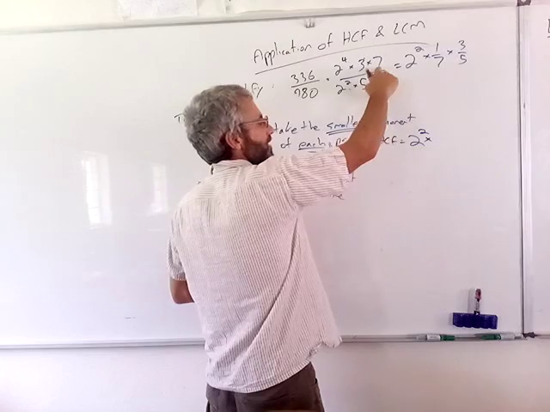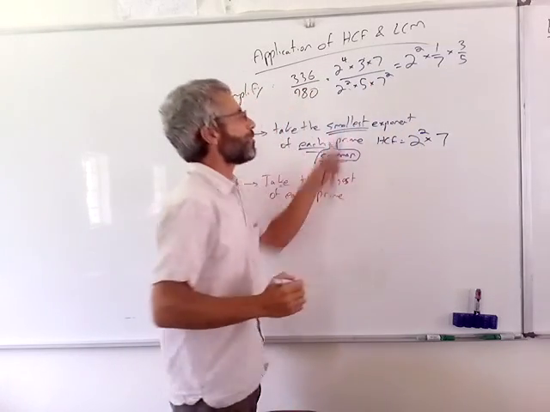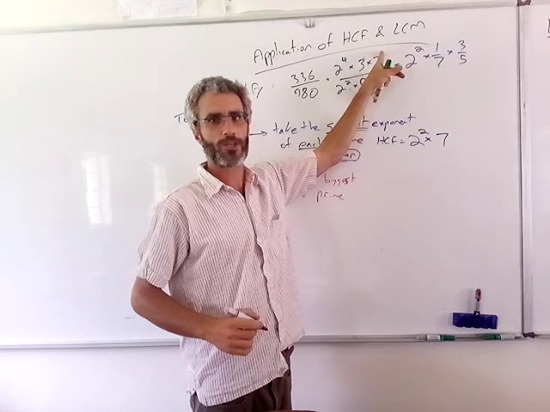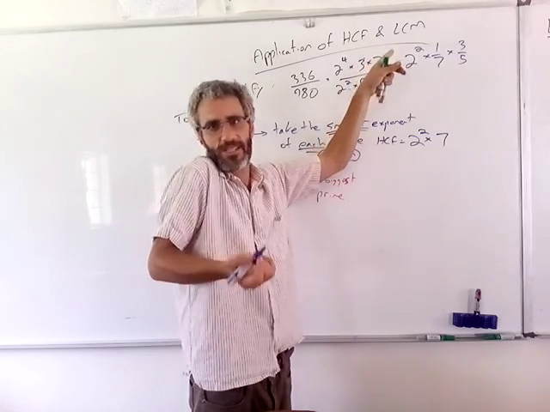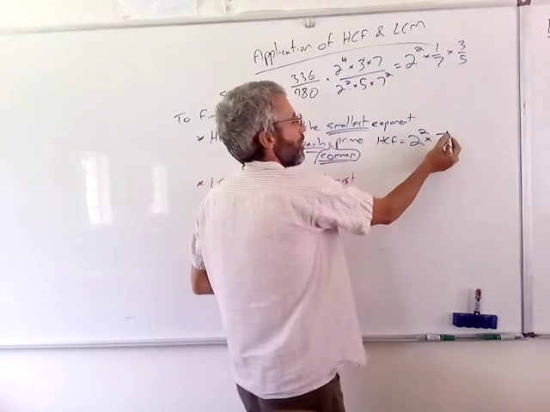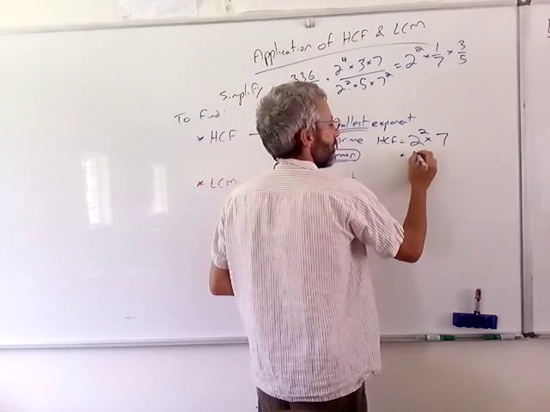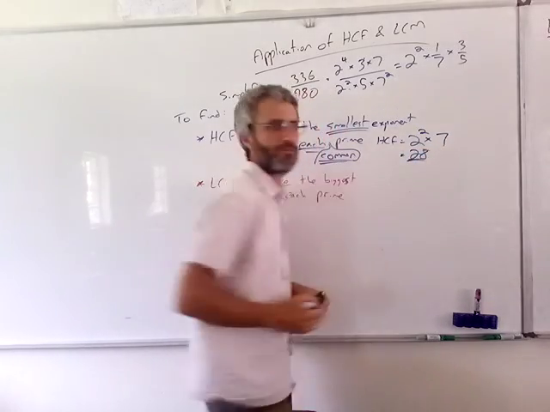7 is a common factor, so I'm going to write 7. But which one is the smallest, 1 or 2? If I don't have an exponent here, it's basically 1. 7 is 7 to the power of 1. So the smallest one is 1. So the highest common factor is going to be 4 times 7, 28. That's going to be the highest common factor.